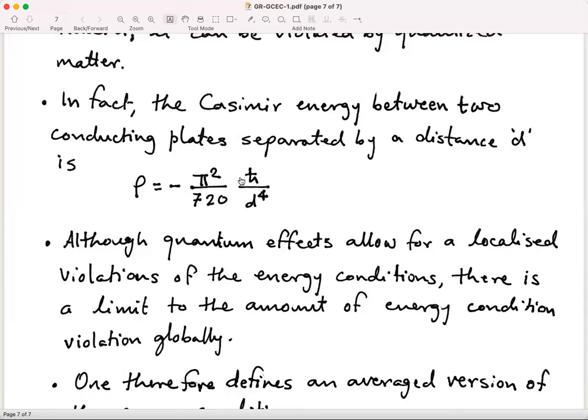Now Casimir energy, of course, is important in various other aspects, in things like when you are studying higher dimensional theories which are spontaneously compactified to lower dimensions. Casimir energy is one of the interesting criteria for such spontaneous compactification and so on.